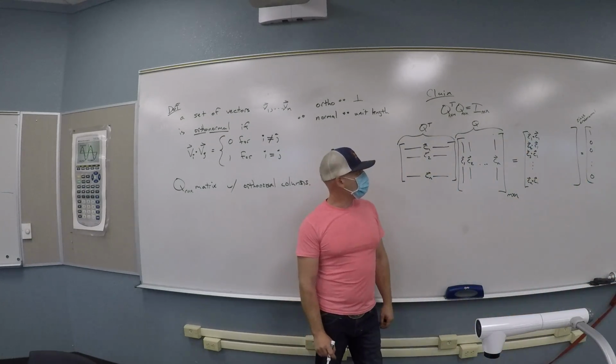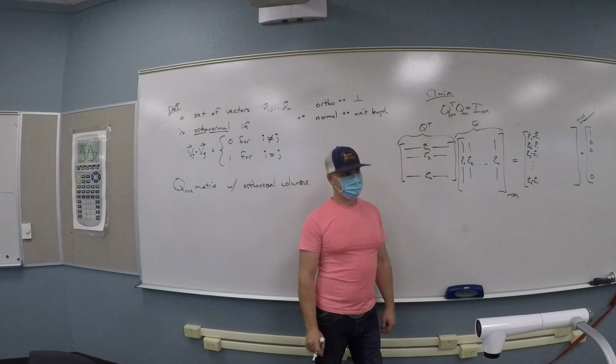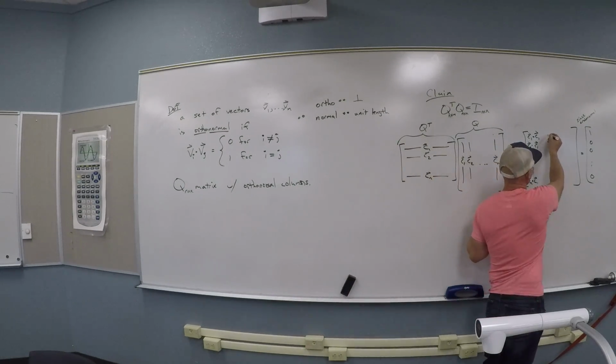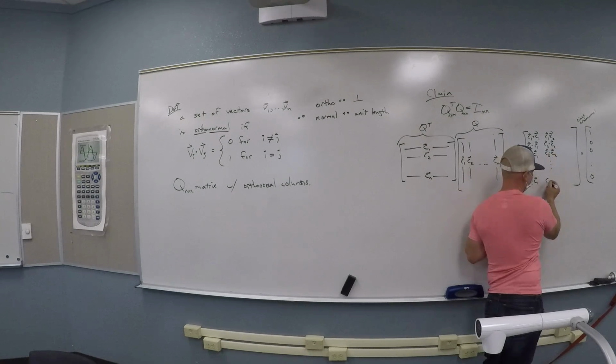And then what's my second column going to be? C1.C2. Yeah, that's going to be all the dots with C2, right? So it's going to be C1 dotted with C2. It's going to be C2 dotted with C2. It's going to be C3 dotted with C2. And so on until I get to Cn dotted with C2.